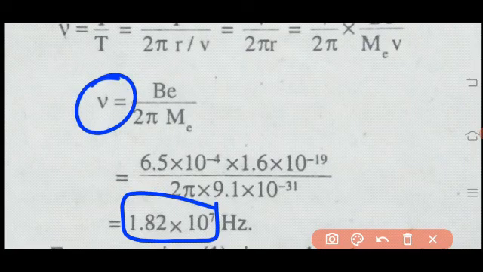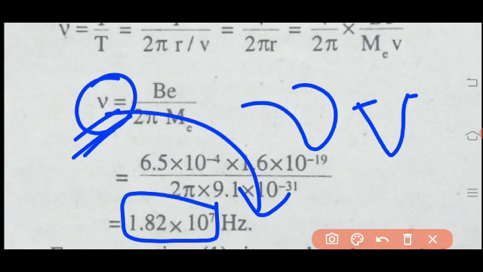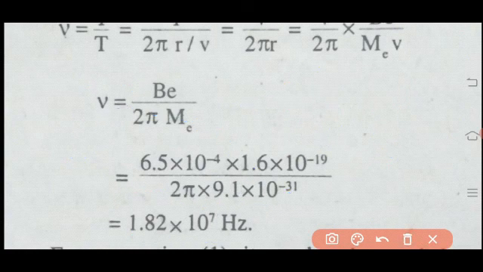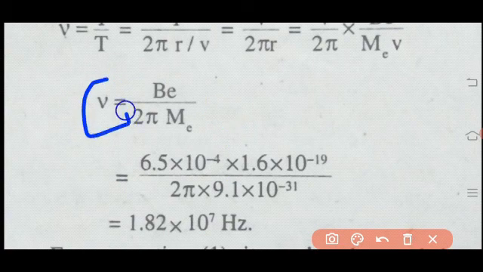What is the unit of frequency? That is hertz. This is the frequency, not velocity. This is nu, not v. V is the velocity, nu is the frequency. Just see the symbol. In some cases they can write it as f also. So that is the frequency. Nu is the frequency.